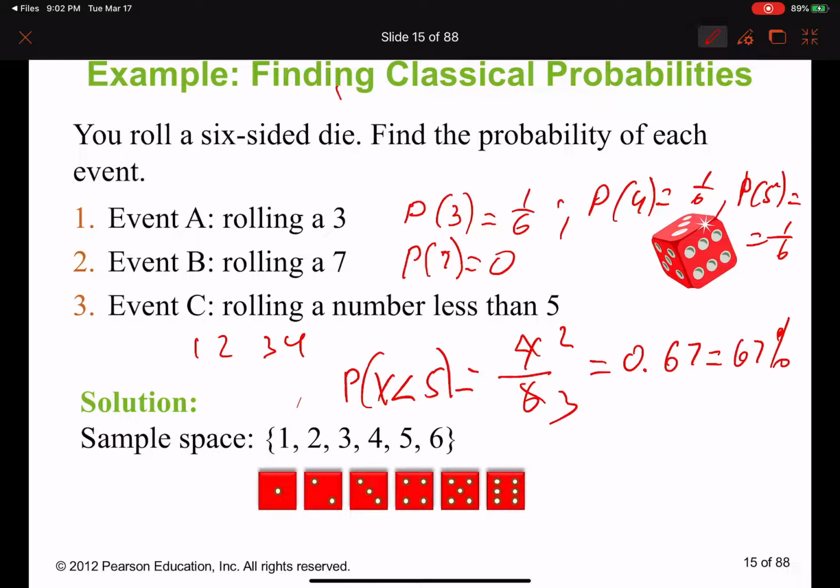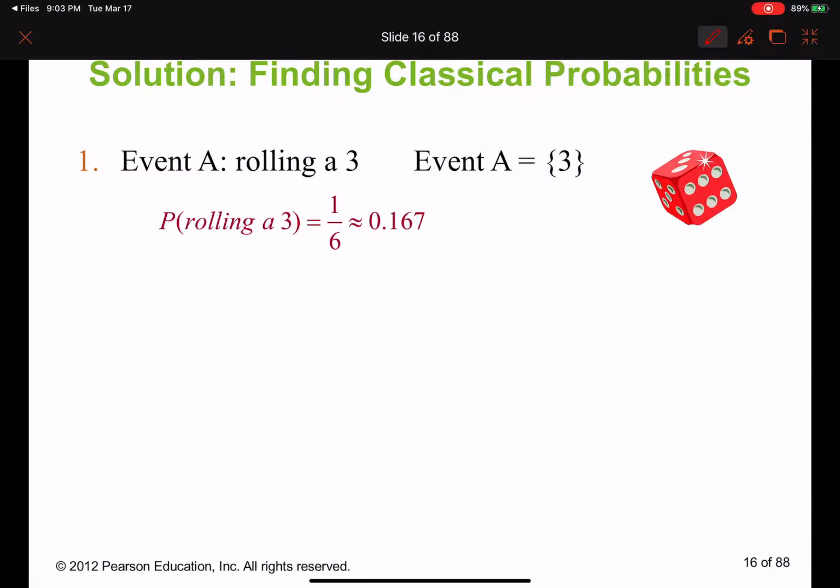The entire sample space, what is it going to be? Every single outcome, right? From 1 to 6. That will be our entire sample space. Okay? So here we already covered 1 over 6. If you divide, it will be 0.167, which in the format of percentage will be how much? 16.7%.